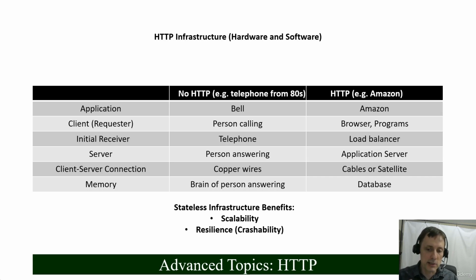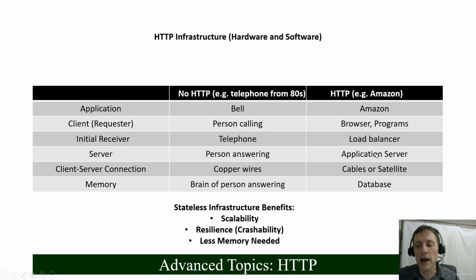Next, resilience, crashability. The reality is that, for example, with Amazon, they have load balancers all over the world. They have application servers all over the world. If one particular load balancer goes down or application server goes down, not a problem. They could just use backup load balancers and application servers because they have them all across the world. Less memory is needed. These application servers don't have to keep any memory of the HTTP request coming in.